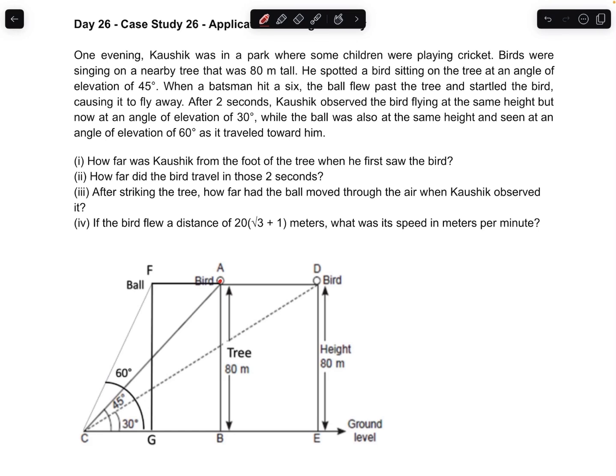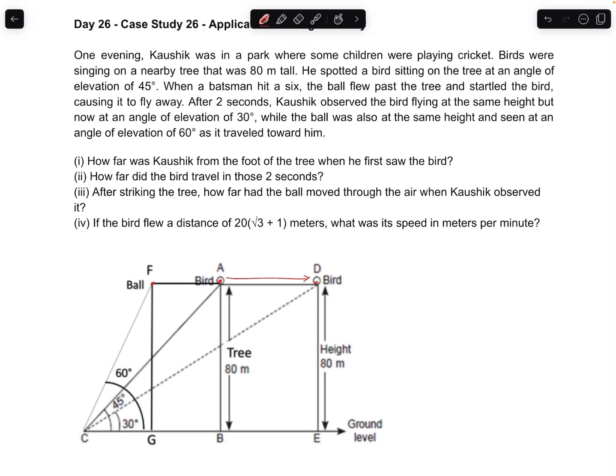When a batsman hit a six, the ball flew past the tree and startled the bird, causing it to fly away. After 2 seconds, Kaushik observed the bird flying at the same height but now at an angle of elevation of 30 degrees. That is, the bird has gone from A to D. The point D from C is at an angle of 30 degrees. While the ball was also at the same height and seen at an angle of elevation of 60 degrees as it traveled towards him. So the ball is at the position F. F is at an angle of elevation of 60 degrees from C.